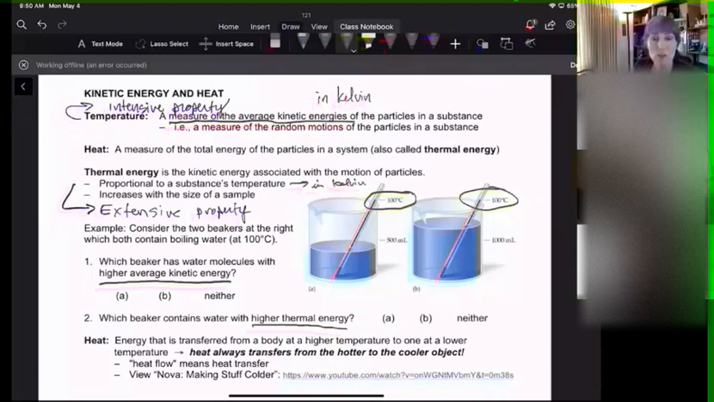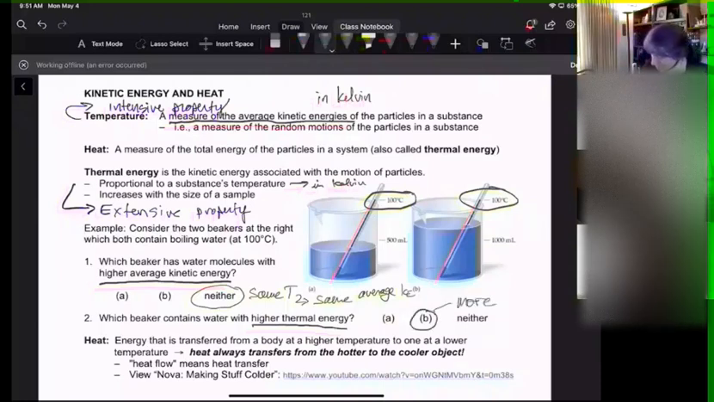Average kinetic energy is proportional to the temperature. So same temperature, same average kinetic energy. What about thermal energy? Which one has more heat associated? B. More water at the same temperature. So the total energy is more in the larger sample.